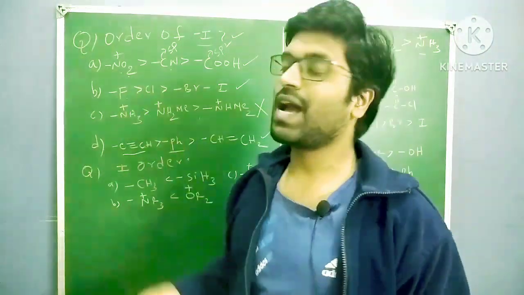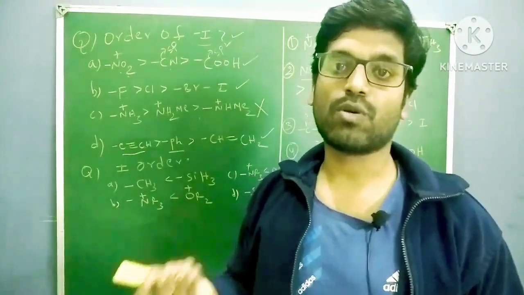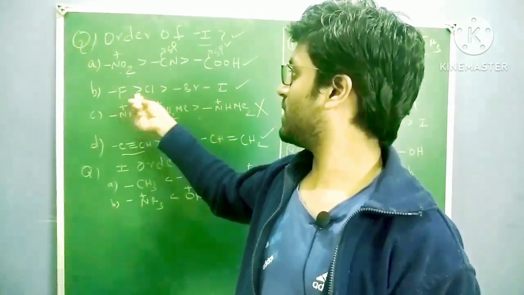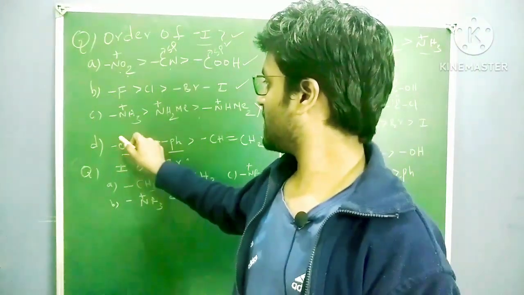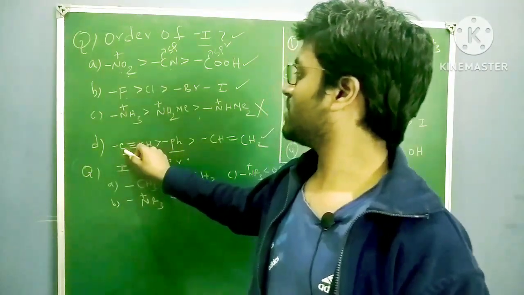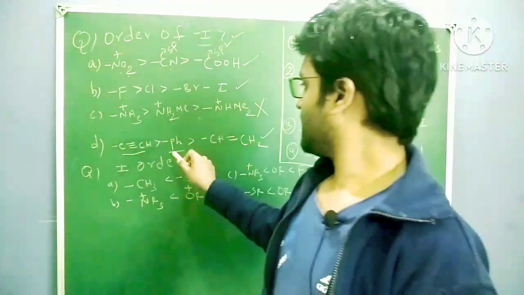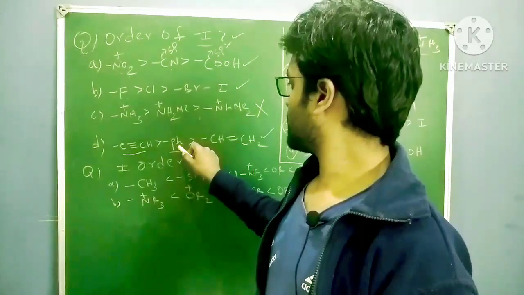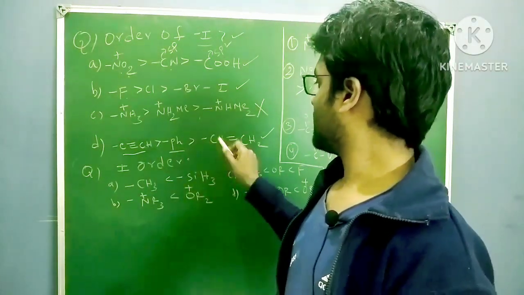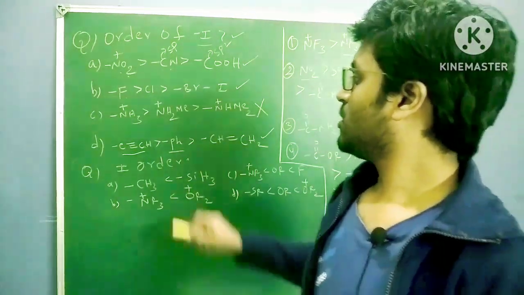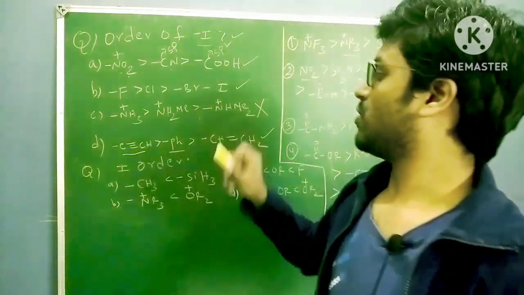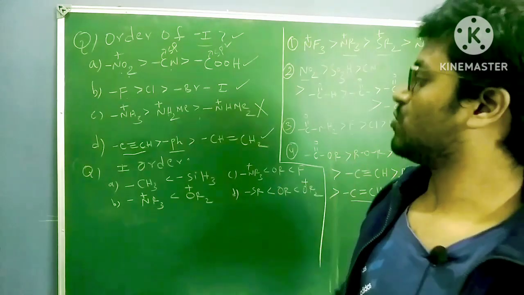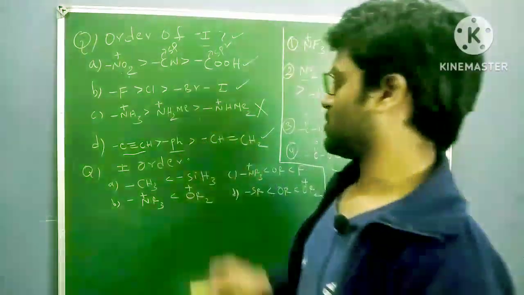Next, when we have a more electronegative atom, more minus I. Here fluorine is more electronegative, then chlorine, then bromine, then iodine. So this is also correct. Next, the last one: here the sp hybridized carbon atom has a higher percentage of s character, right? So here sp2 hybridized carbon atom, here sp2 hybridized carbon atom, right? So according to that, this is the first one. Next, in this 2, you have to follow the 4th trick. So this is about the first question.